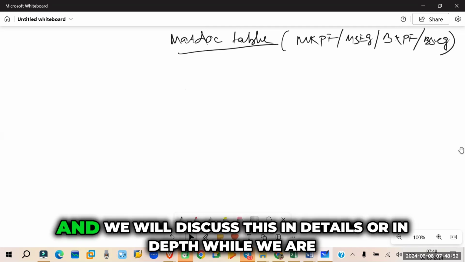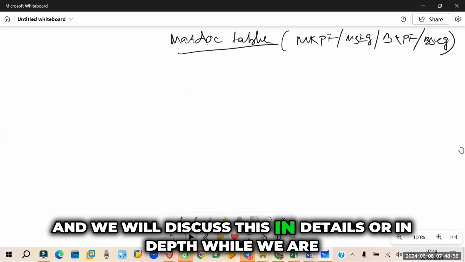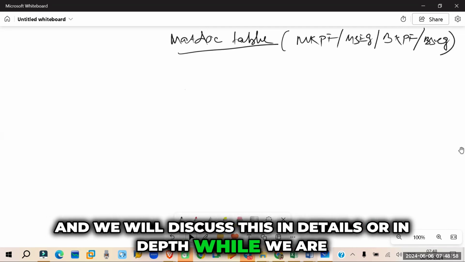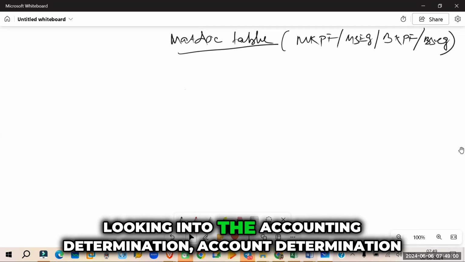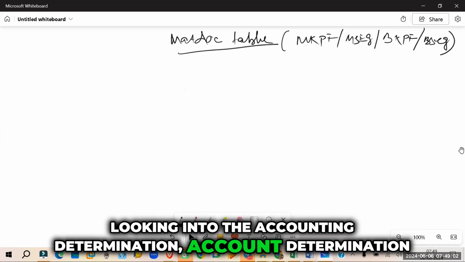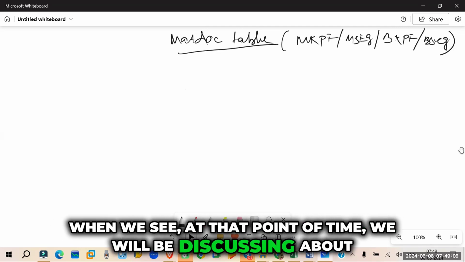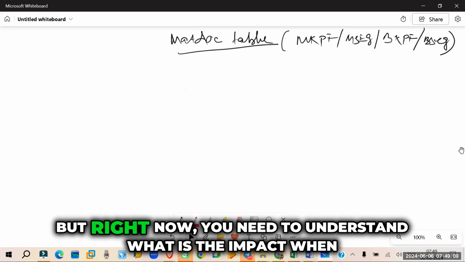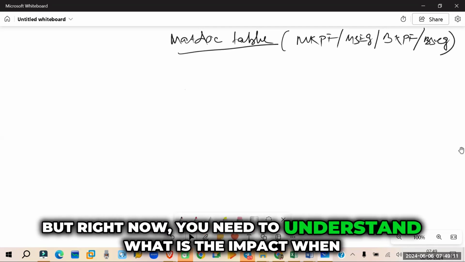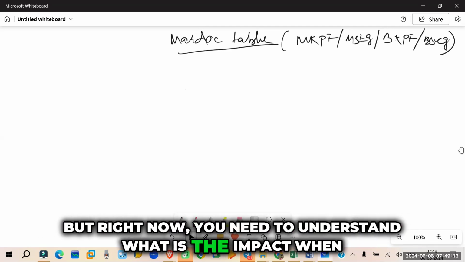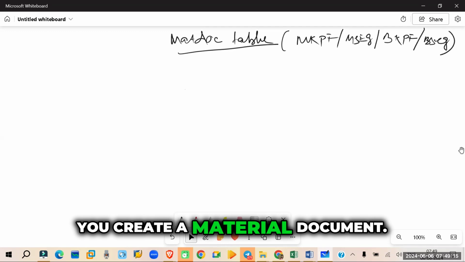We will discuss this in detail, or in depth, when we look into the account determination process. At that point of time we will discuss it broadly, but right now you need to understand what the impact is when you create a material document.